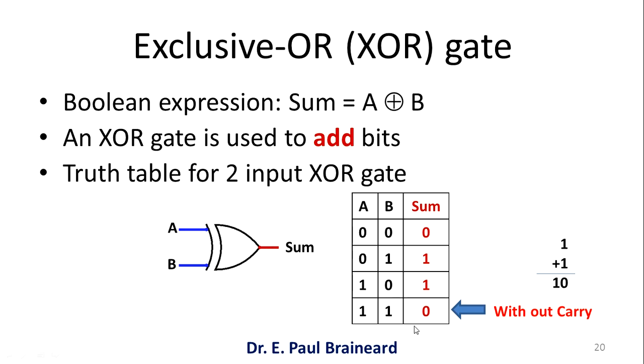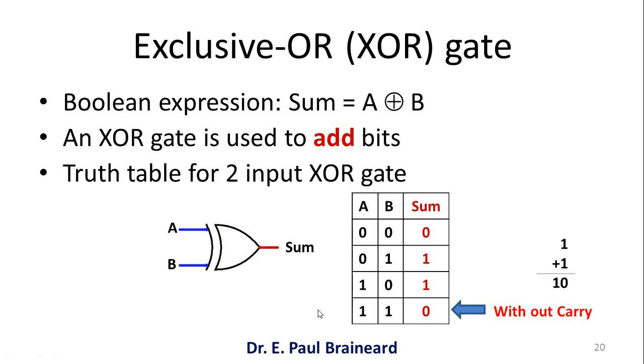The two input bits A and B, when they are added: 0 and 0, it is 0, 0 plus 1, 1, 1 plus 0, 1, 1 plus 1, sum is 0, and you have carry. In this particular XOR gate, we don't represent the carry. This is the truth table of an XOR gate or exclusive OR gate. So XOR gate is used to sum the inputs.